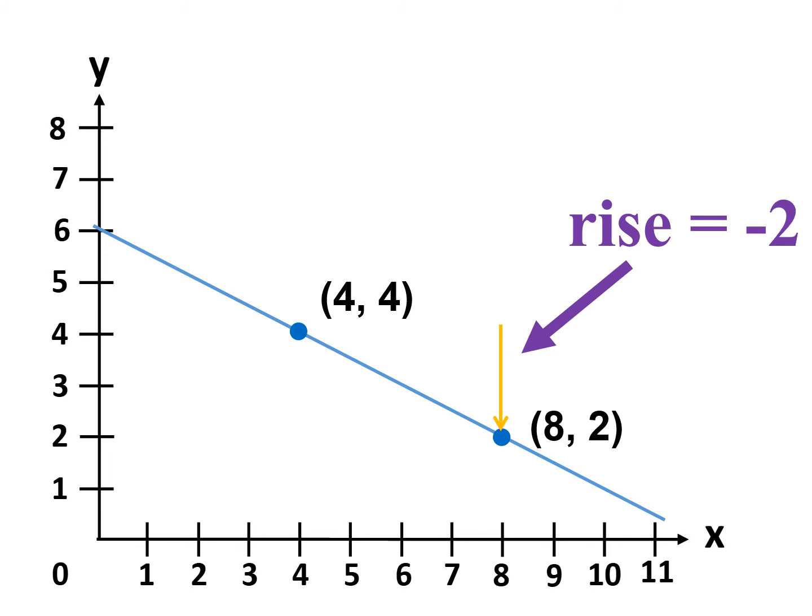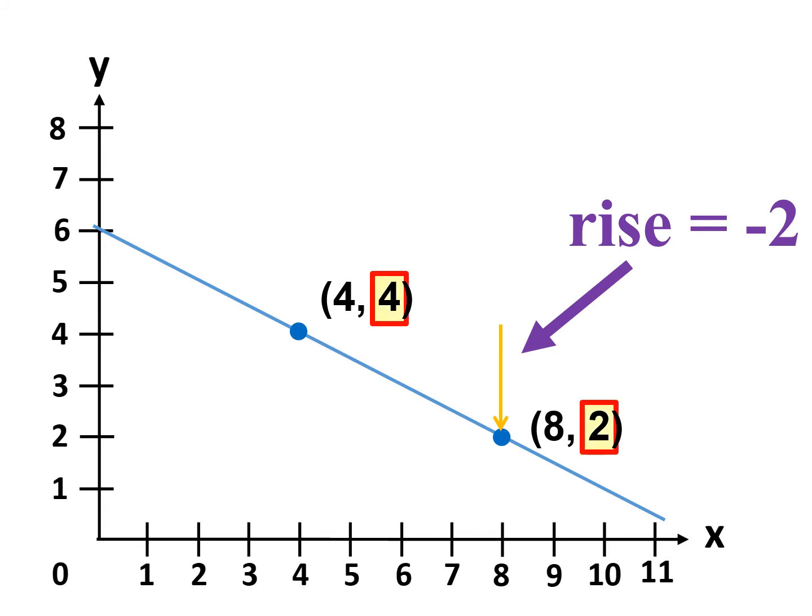Now it may be strange that we call this the rise because the ant goes down, and usually the word rise means something's going up. But in this case, the word rise really means the change in the vertical position, and there can be negative rise when the ant goes down.